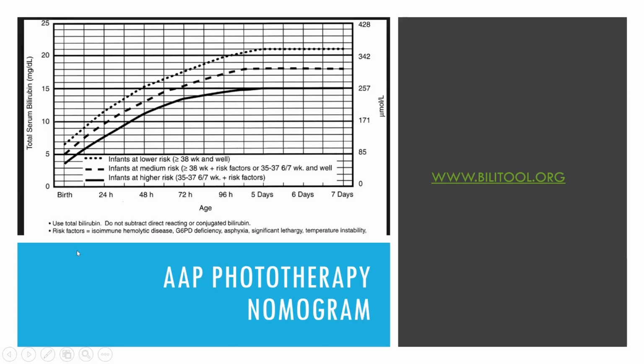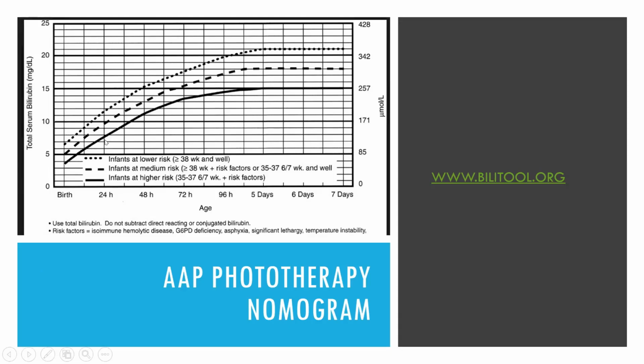You have an isoimmune hemolytic disease like Rh or ABO incompatibility, a G6PD deficiency, which we will talk about, asphyxia, significant lethargy, or temperature instability. So if you have a 35-weeker with any of those risk factors, that is the line that you are going to follow.